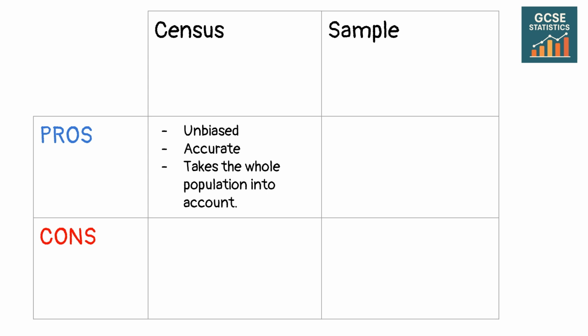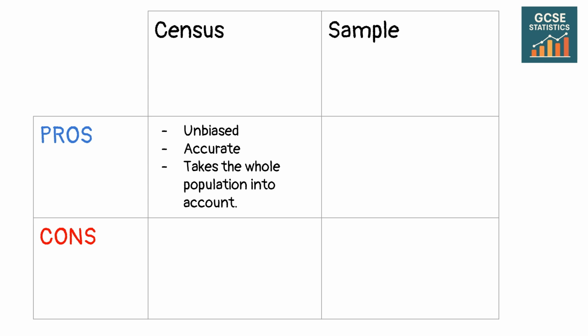Like the earlier definition, it is hard to be biased when you take the whole population into account, as bias is usually more of a problem in the samples. A census is usually accurate, as all members of the population are investigated. There are no sampling error intervals as there would be for a sample. However, it does come with some disadvantages.